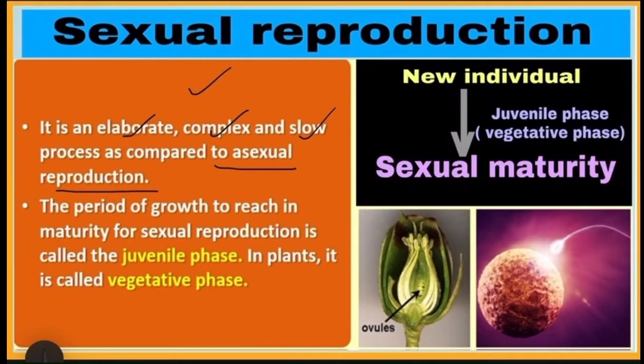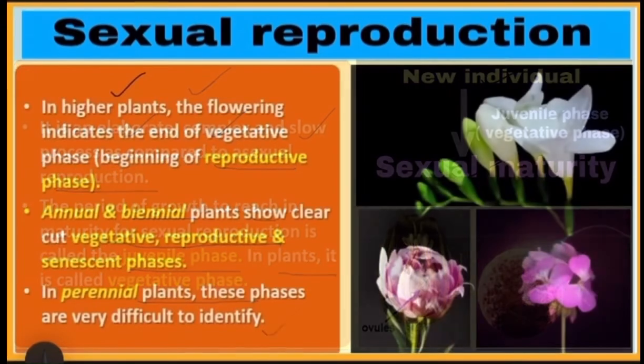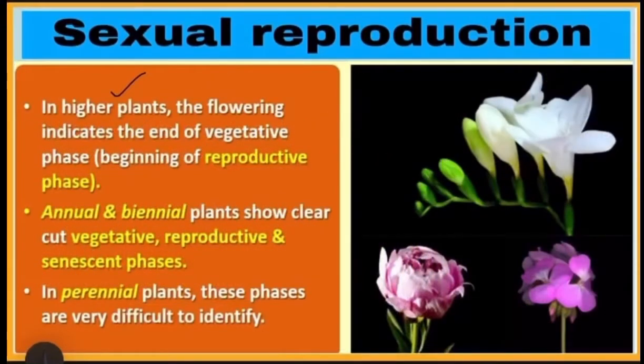And the period of growth to reach maturity for sexual reproduction is called as juvenile phase. You can see here new individual जब sexual maturity तक पहुंचता है, this phase is called as juvenile phase, and in plants it is called as vegetative phase. In higher plants, the flowering indicates the end of vegetative phase. जैसे ही प्लांट्स में फ्लावर अपीयर होते हैं, आप कह सकते हो वेजिटेटिव फेज खत्म हो चुका है एंड देयर इज अ बिगनिंग ऑफ रिप्रोडक्टिव फेज.